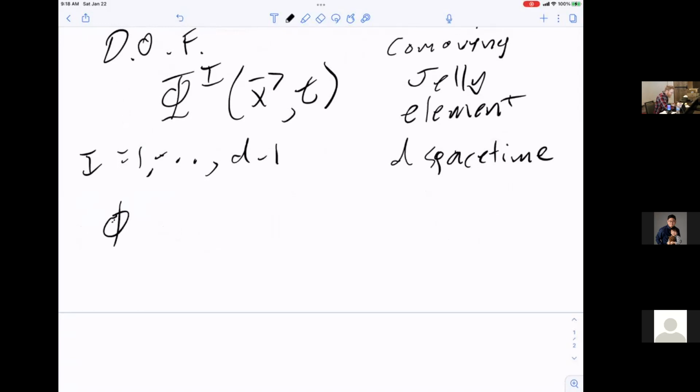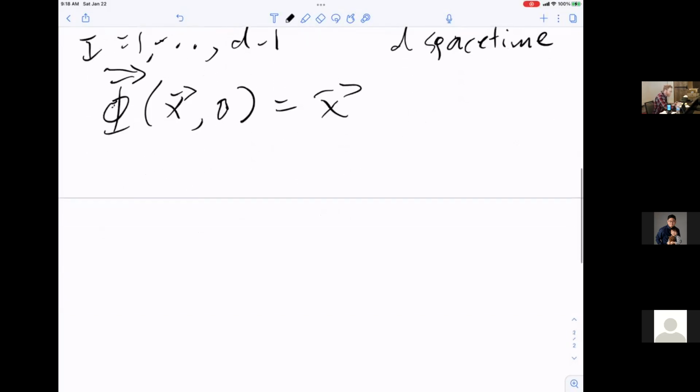Then our jelly elements at our initial time, we'll make this a vector. It's just where it is. And that's what our jelly elements are describing for us. At time t equals 0, the jelly is just the jelly element at x vector. And then at later times t, this phi is telling us how the jelly element at x vector is displaced away from where it was at t equals 0. So this would be our initial conditions.